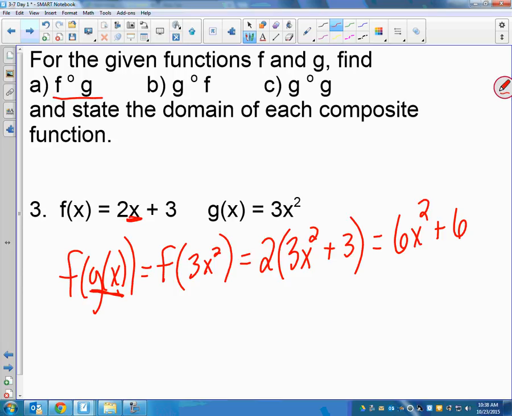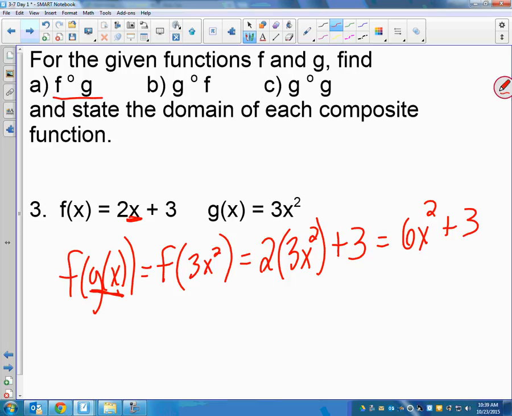Why did I do it? Sorry. I don't know why I did that. I just put my parentheses in the wrong spot. So that should really be 6x squared plus 3. Glad someone knows what's going on. Thank you for telling me. That 2 does only go to this, because that's just 2 times x and then a plus 3 separate. Yes?